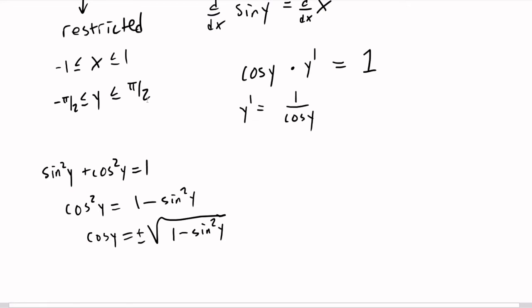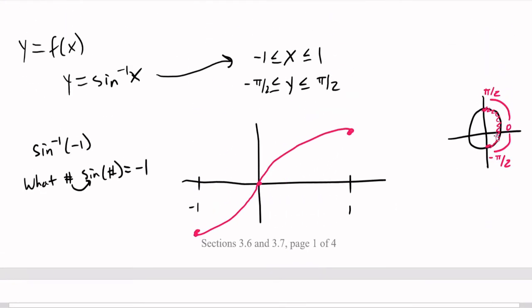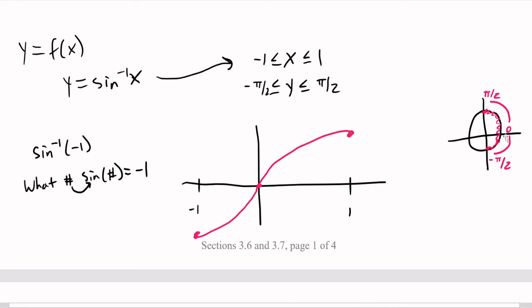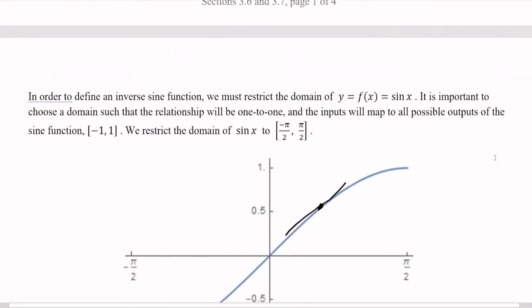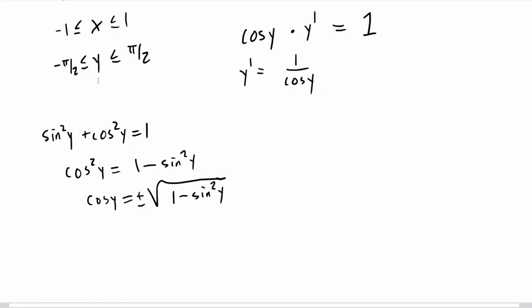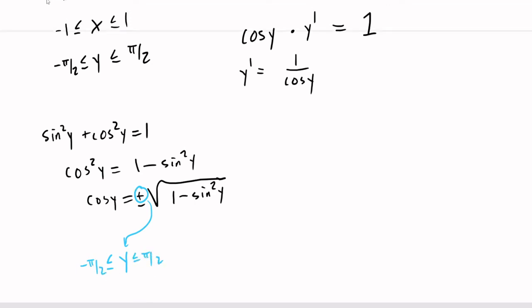But remember how we restricted this. y is between negative pi over 2 and pi over 2. Go back to your unit circle we drew up here. We're over here in these angles. Cosine is always either 0 or positive with these values. So I know cosine is either 0 or positive, so I can just stick with this, because, to remind you again, y had to be between negative pi over 2 and pi over 2. So, cool. Cosine is now in terms of this.